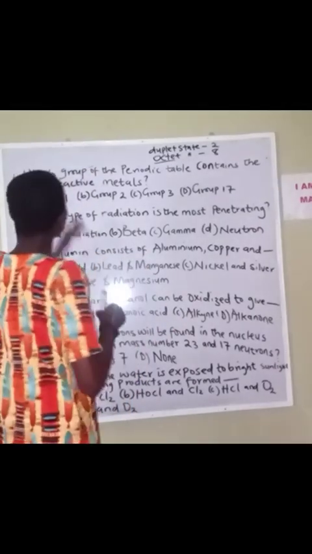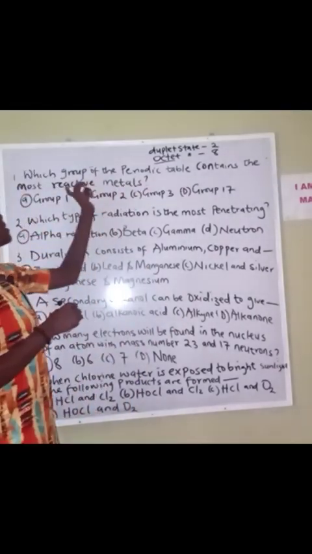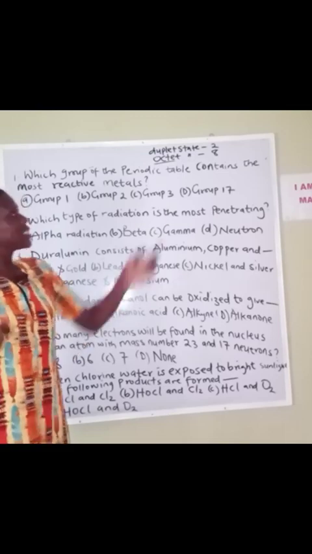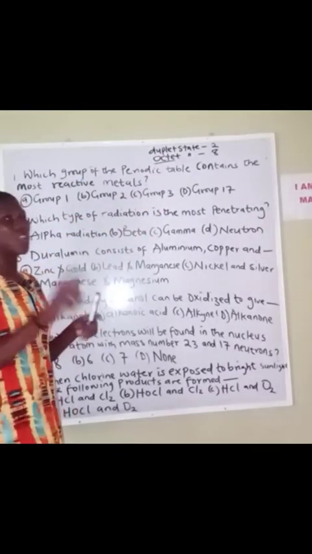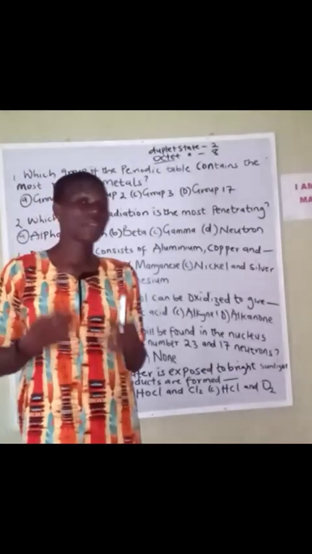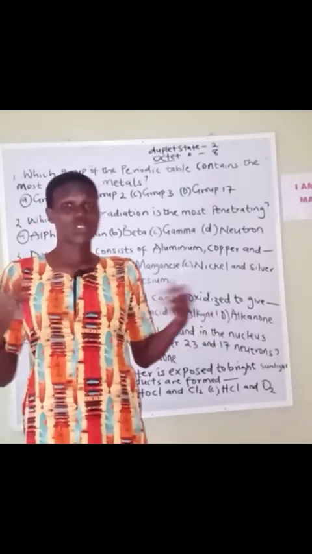So from this question, which group of the periodic table contains the most reactive metals that want to react so that they can attain this duplet or octet state? Now let me give you the secret on having the first 20 elements, at least to some extent.